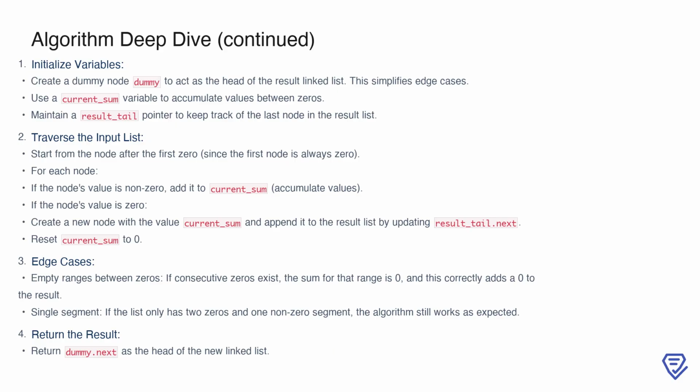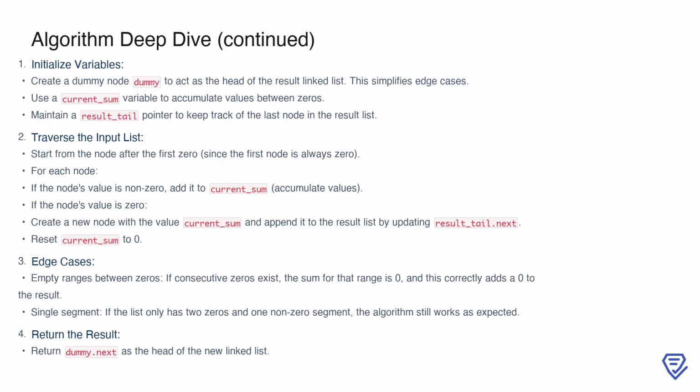Next, we traverse the input list, starting from the first node after the initial zero. For each node, if its value is non-zero, we add that value to current_sum. When we encounter a zero, it means we've reached the end of a segment. At this point, we create a new node with the accumulated sum and append it to the result list by updating the result_tail pointer.